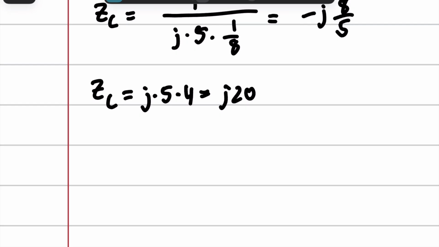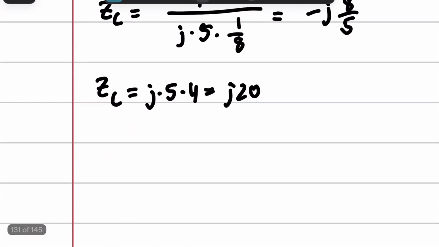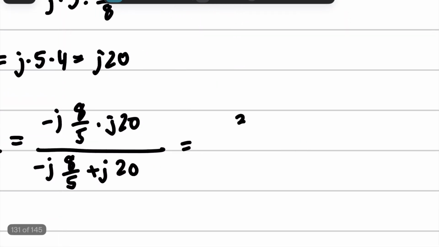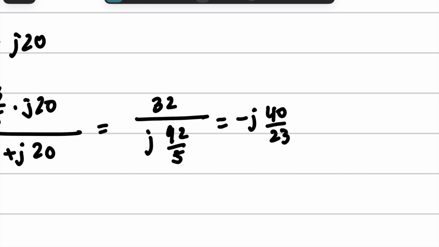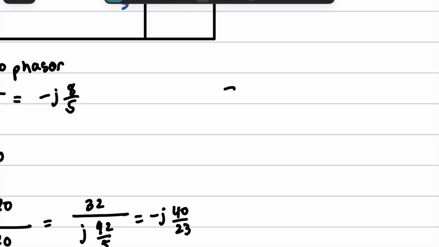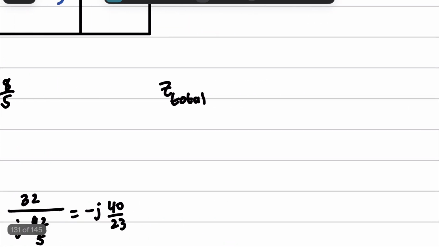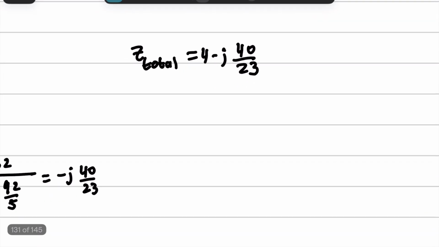Now, because these guys are in parallel right here, we're going to put them in parallel, and we are left with negative j40/23. And then we are going to have to find the total impedance, which is just the addition between the resistor and this configuration right here, because they're in series. And our Z total will be 4 minus j40/23.